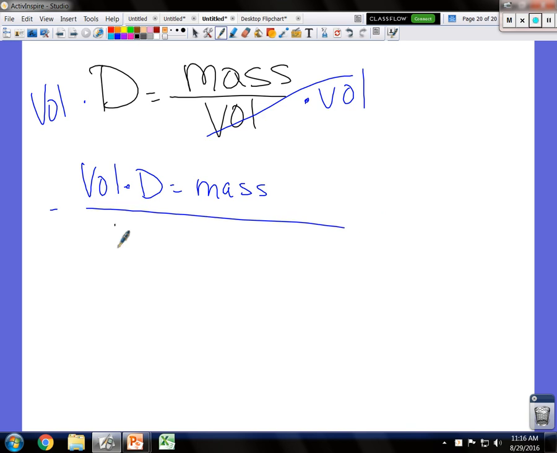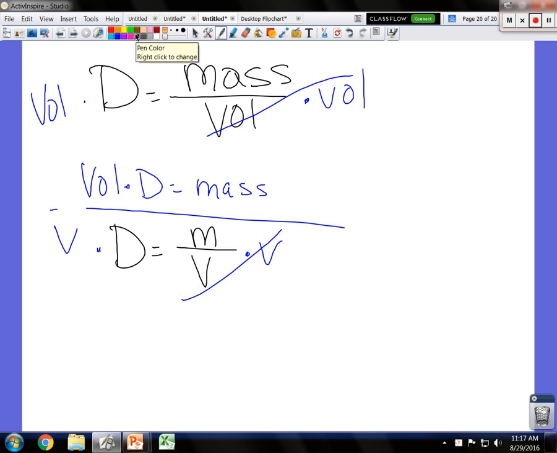Okay, what happens if we've got density equals mass divided by volume? What if I want to get volume by itself? What's the first thing I got to do? I got to get volume on both sides, right? Cancel here. Can I leave it as this? Nope. Then what do I have to do? I got to divide that. So volume is now mass divided by density.